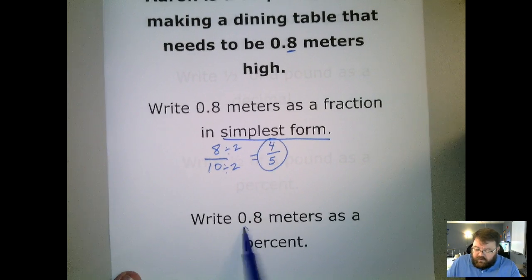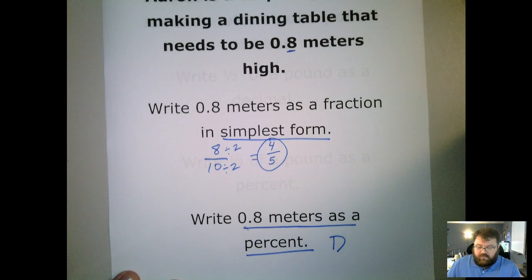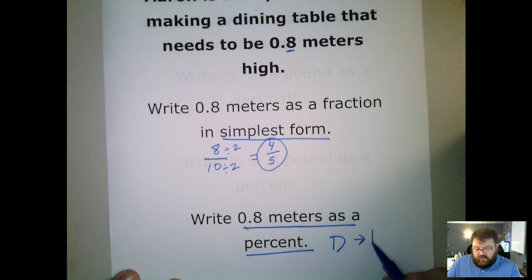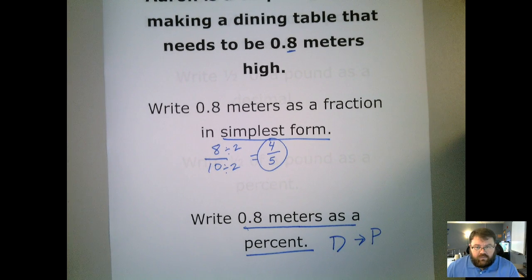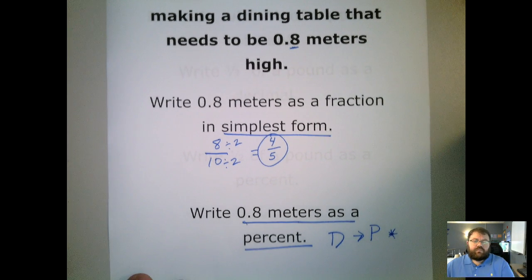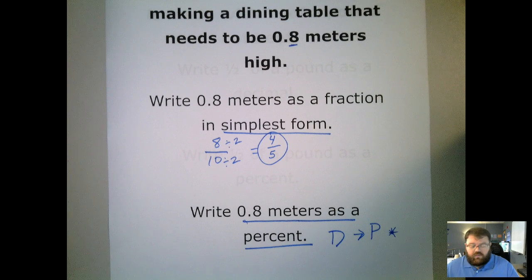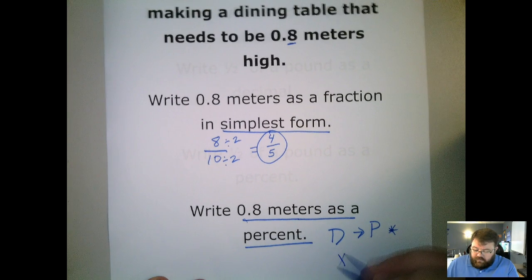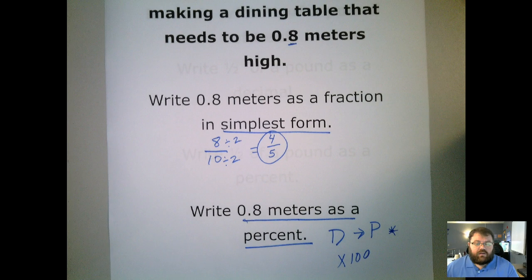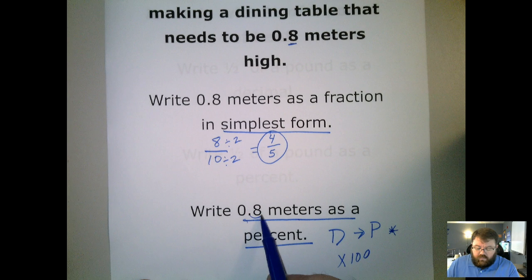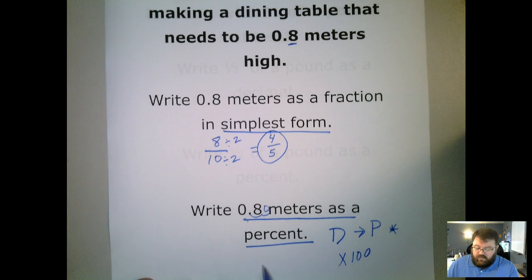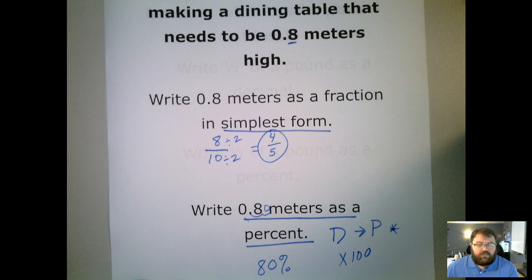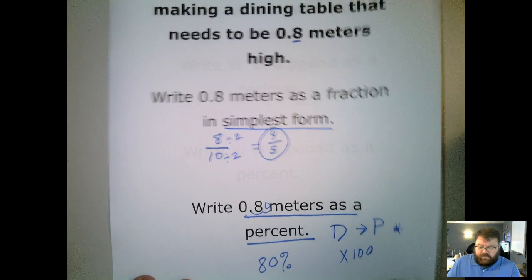The next one. Write 0.8 meters as a percent. Okay, so we're moving from a decimal to a percent. What should I do? Pause the video and answer the question. Okay, hopefully you said multiply by 100. So I multiply by 100, and what you do when you multiply is move your decimal 2 places, fill that in with a 0. So I get 80%. Okay?